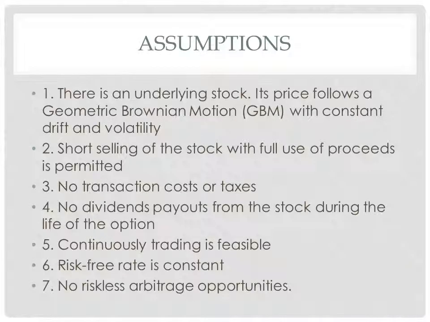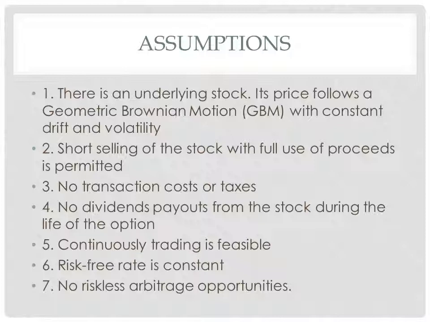When talking about Black-Scholes models, we first need to see the assumptions. The first assumption is there is an underlying stock. Its price follows a geometric Brownian motion with constant drift and volatility. The second is short selling of the stock with full use of proceeds is permitted. The third is no transaction costs or taxes. The fourth is no dividend payouts from the stock during the life of the option.